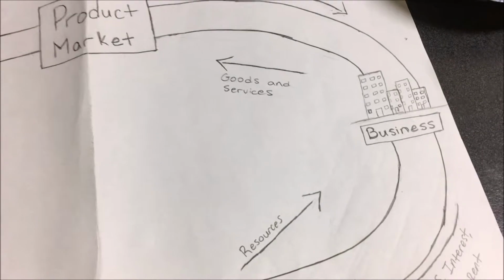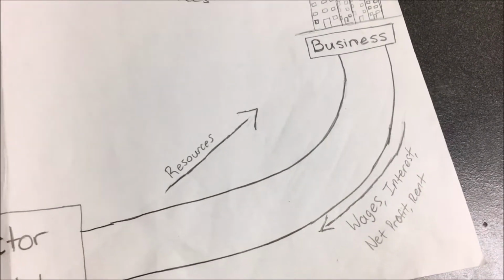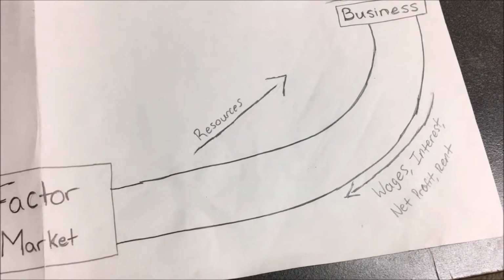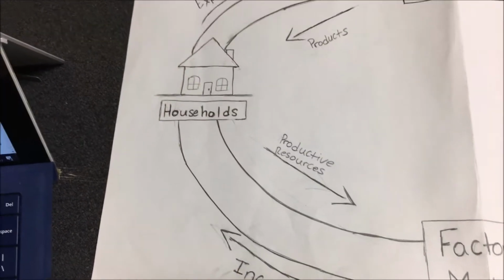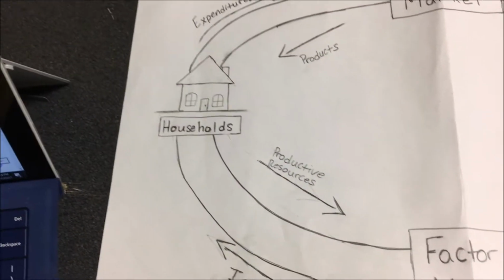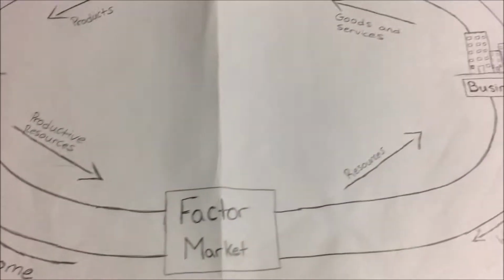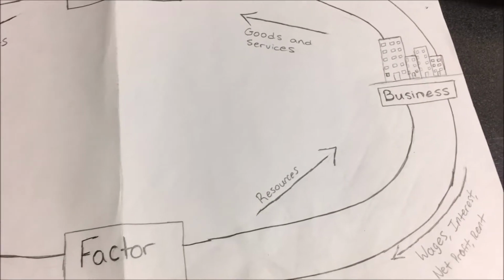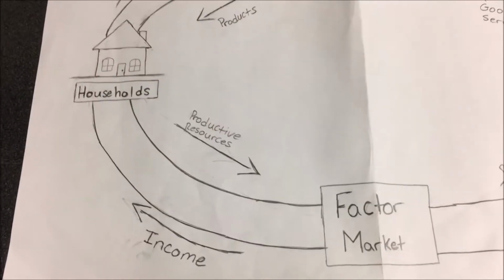And businesses in return provide wages and interest, net profit or rent, which goes into the factor market and becomes income for the households. So the households, the people, they work, they give their resources to the business, and in return they receive income.